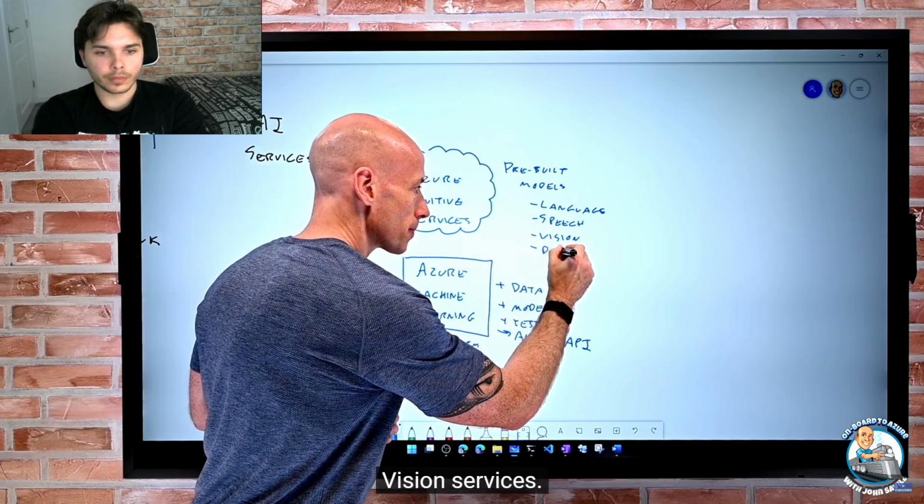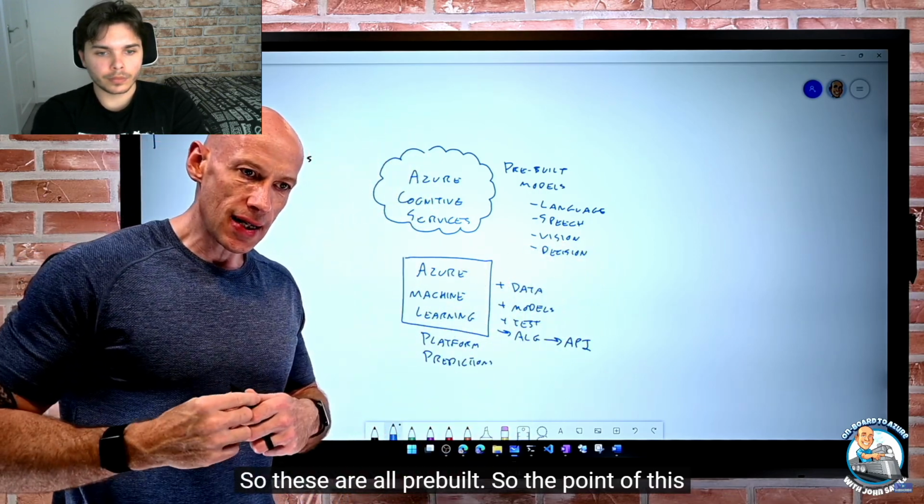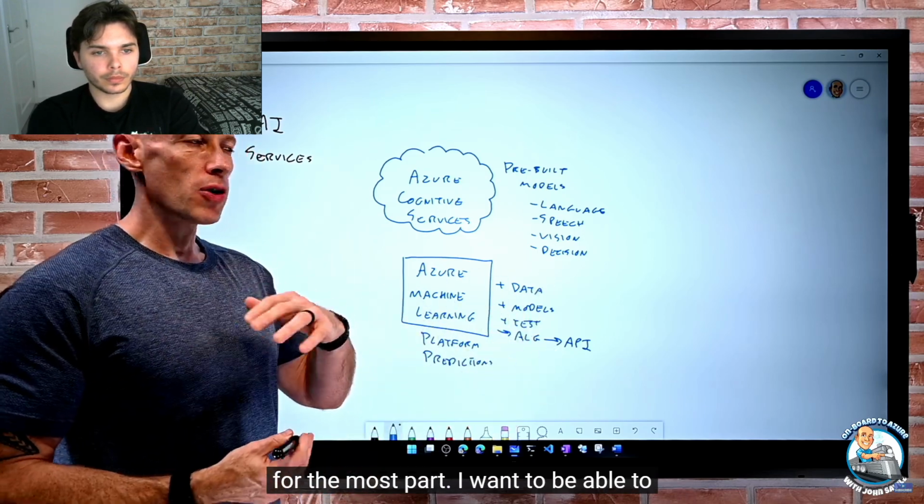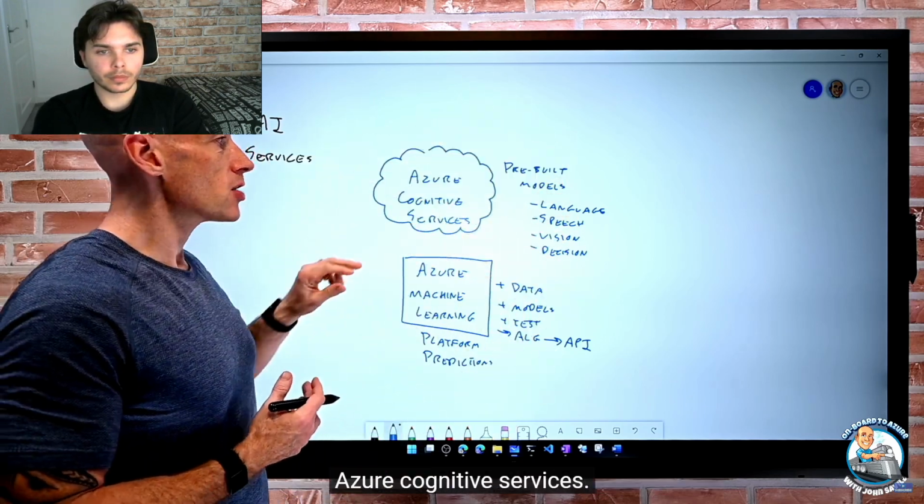And everything like decision services. So these are all pre-built. So the point of this is, hey, I don't want to build and train models. For the most part, I want to be able to just take some pre-built model and use it. So that's Azure Cognitive Services.